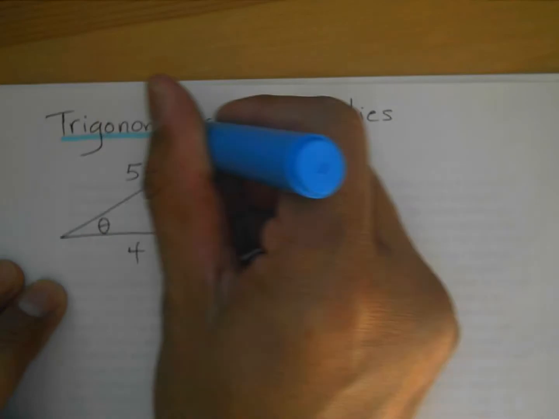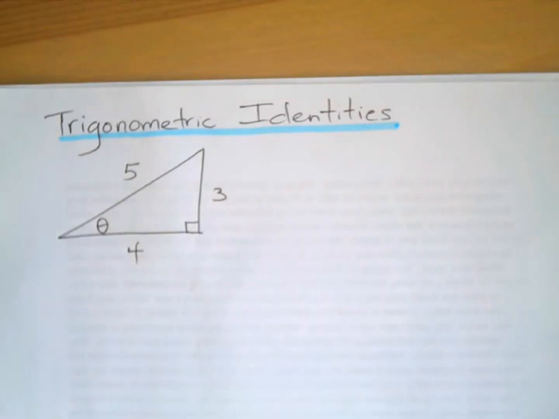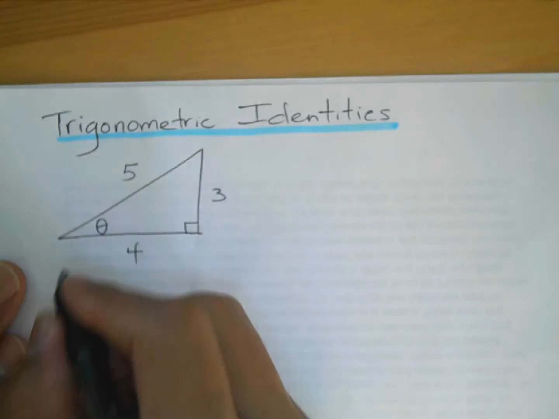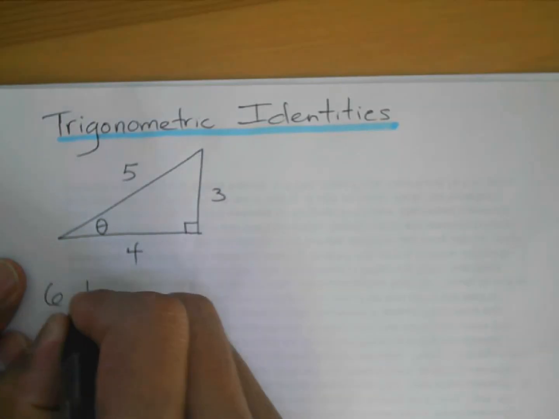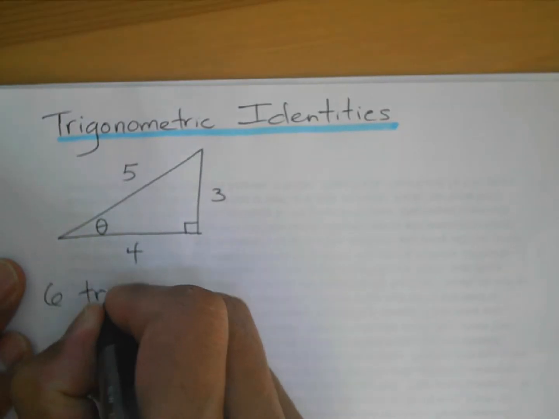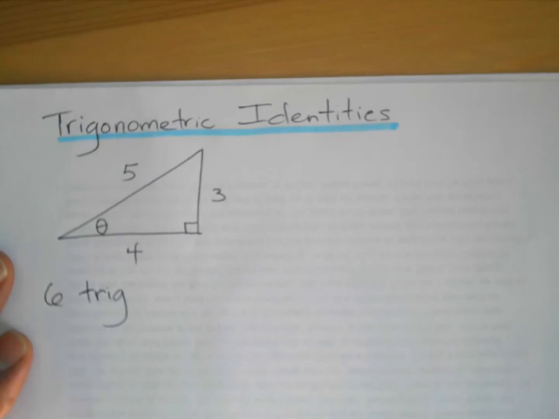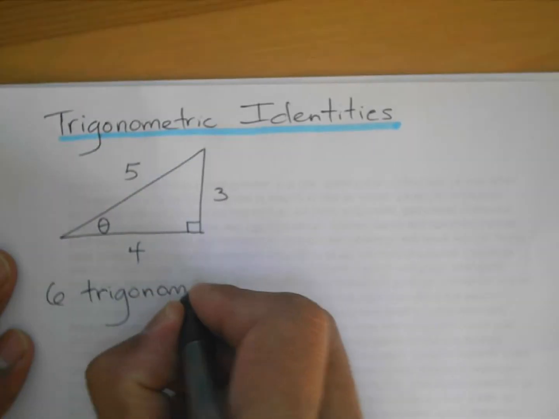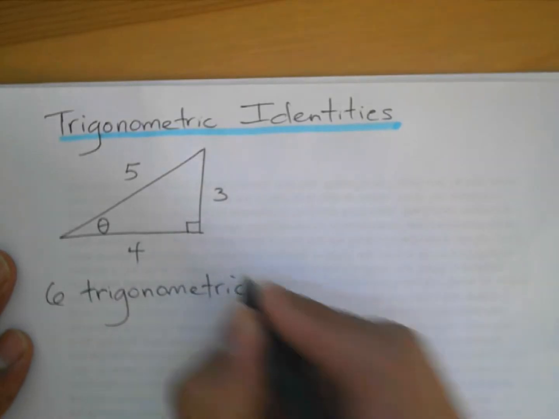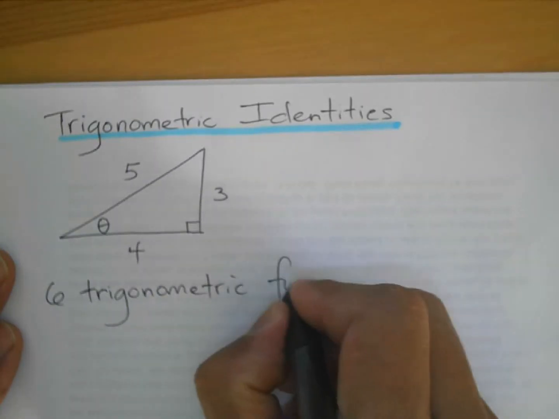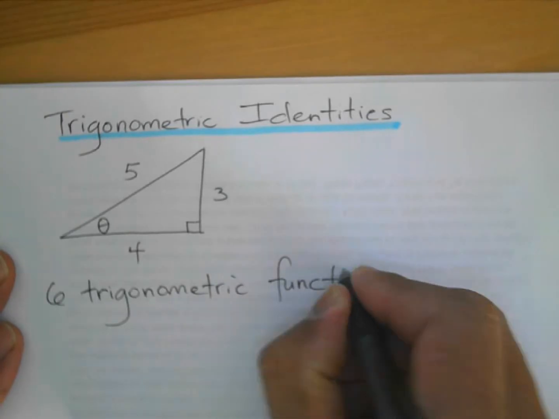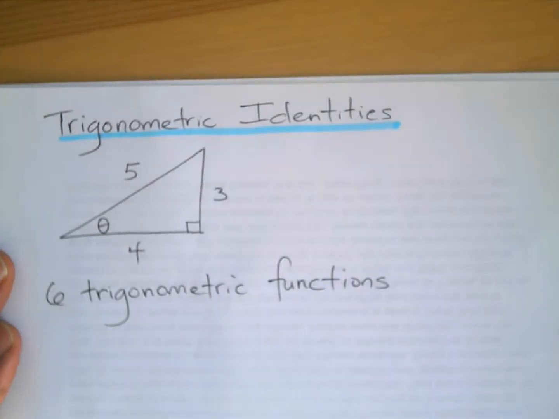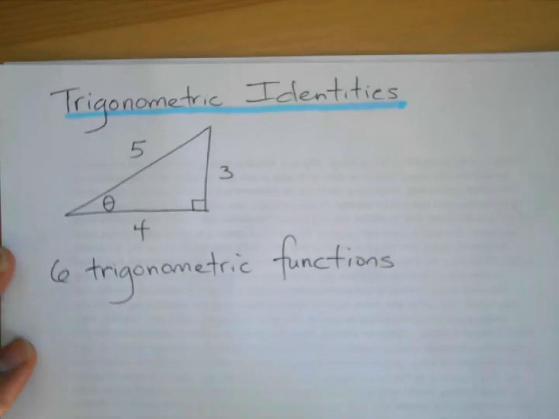And then I've asked you in the past to write these 6 trigonometric functions for this triangle or any triangle, right? For a right triangle, if you have all 3 sides. The 6 trigonometric functions, well, you know this already. This should be easy for you now, right? I'm going to tell you how this ties into these identities, right? So the 6 trigonometric functions, right?